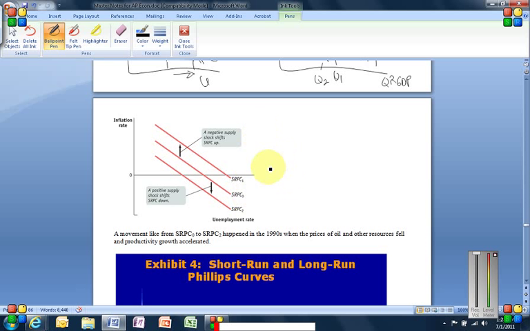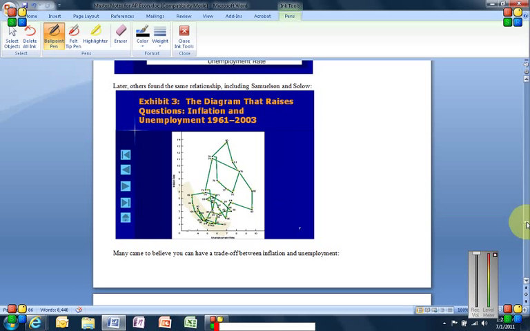Now, it's also possible that the short-run Phillips curve can shift to the left, like it does here from SRPC sub-0 to SRPC sub-2. Something like that happened in the 1990s when the prices of oil and other resources fell and productivity growth accelerated. But if you go back in the notes here, and I'll go with you, to this diagram, you'll see more of what I'm talking about. In this shaded area, we certainly have some years clumped in two different time periods that show this relationship, the trade-off between inflation and unemployment.